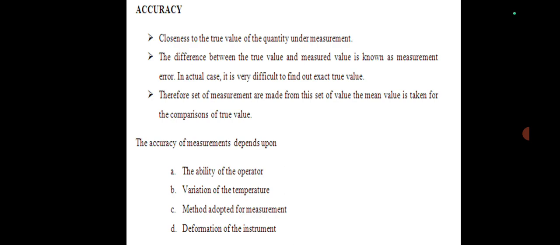And what is accuracy? We can simply say it is closeness to the true value of the quantity under measurement. And also we can say the difference between the true value and the measured value is known as measurement error. In actual practice, it is very difficult to find the exact true value.